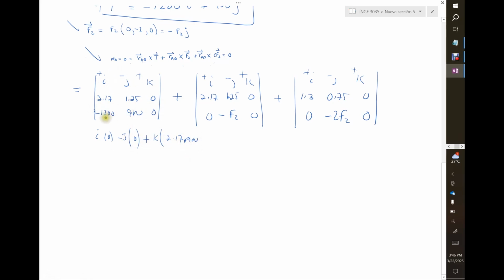2.17 times 900 minus 1200 times 1.25 for the first part. So this is the result of that first part, and it just happened that that's about 3453, and only on the k, only stay on the k, because everything else.